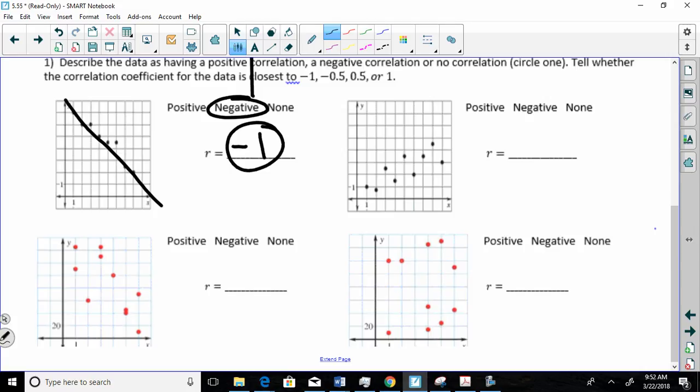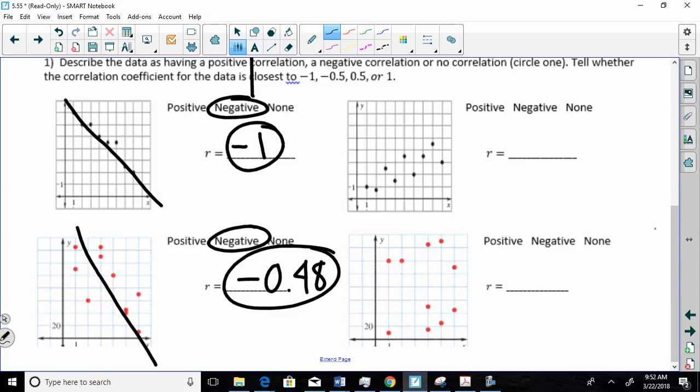Rather than this one, see how the points are going down? Would it be negative or positive slope? Negative. And see how if I were to draw a line, they're still dating, but they got little issues going on. So would this be weak or strong? Weak. So it'd probably be around like -0.48. Just making these up. So if it's under 0.5, it's kind of weak.